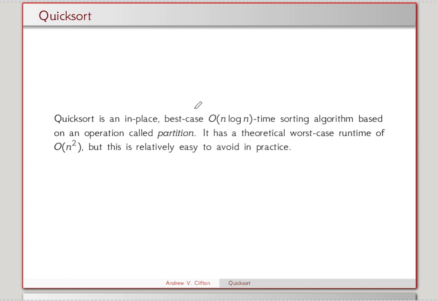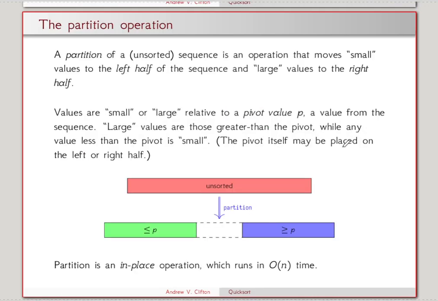All right, hello everybody. So here we're going to talk about Quicksort, which is the other big n log n time sorting algorithm based on an operation called a partition. Merge sort was based on an operation called merge, so of course Quicksort is based on an operation called partition. Theoretically, Quicksort has a worst case of O of n squared, but it's pretty easy to avoid that in practice. All right, so what's a partition? How's a partition work here?